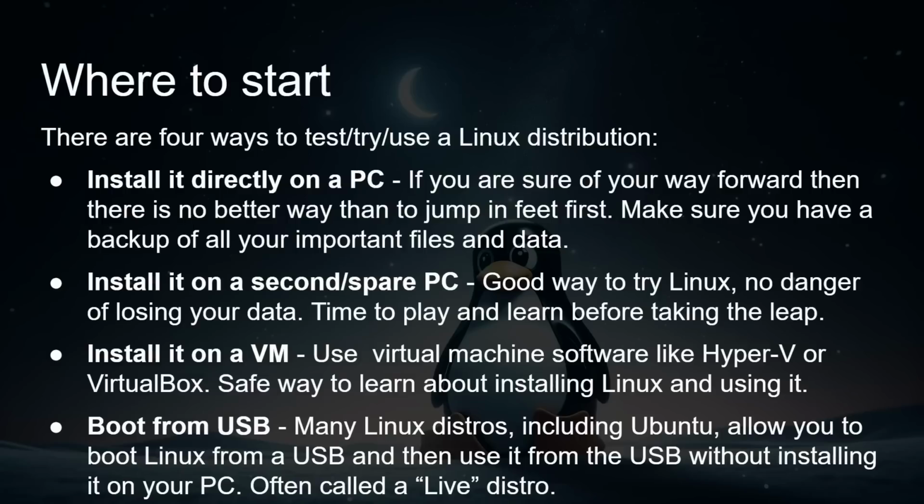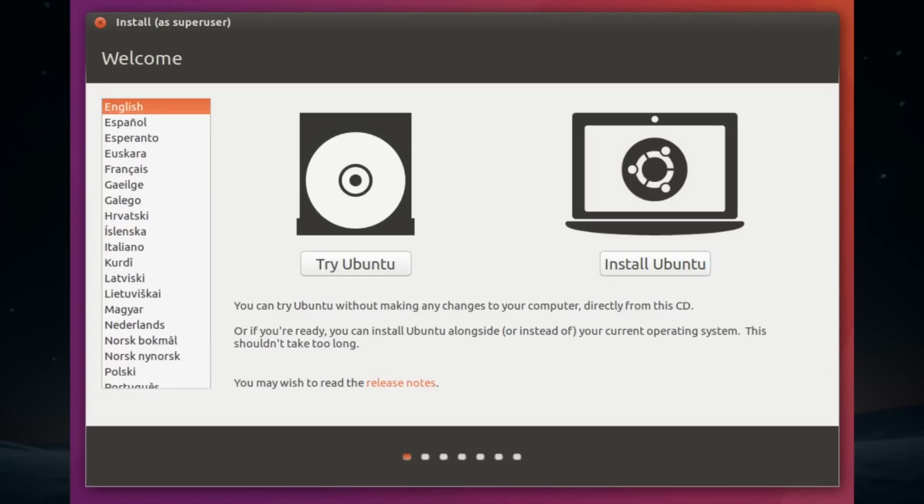And then a final way I recommend is you can boot directly from a USB. Many Linux distributions, including Ubuntu, allow you to boot from a USB and then use Linux from the USB without installing it. And then when you shut it down and pull out the USB, you get back your old PC. It's often called a live distro. And here, for example, when you boot up Ubuntu, you do get this option here, try Ubuntu, which doesn't make any changes to your computer. Okay, you can install it, but if you do try, then it just runs from the USB. Here they say from the CD.